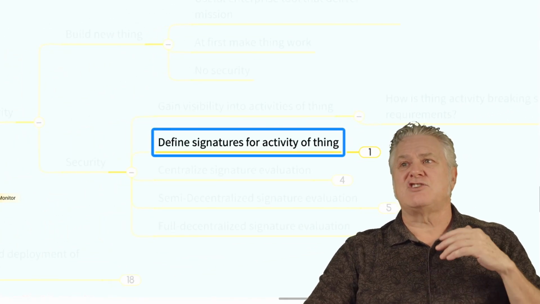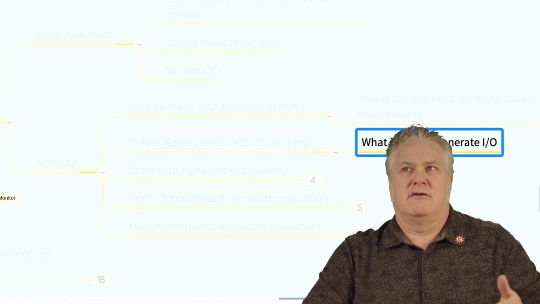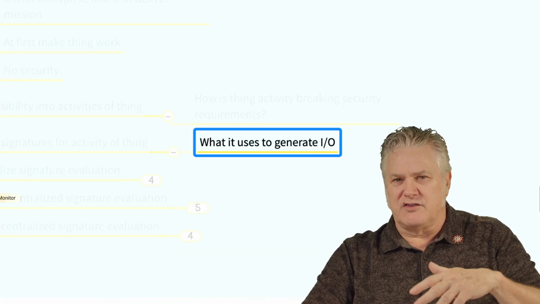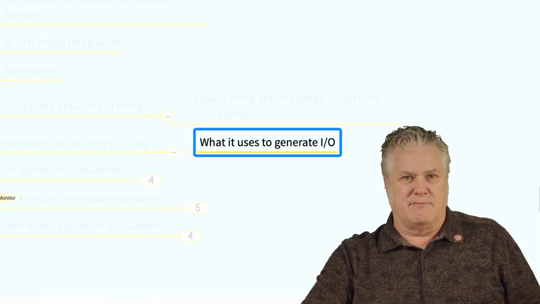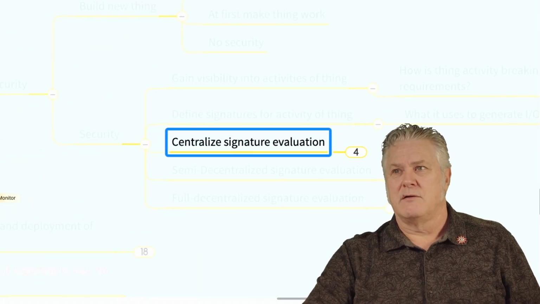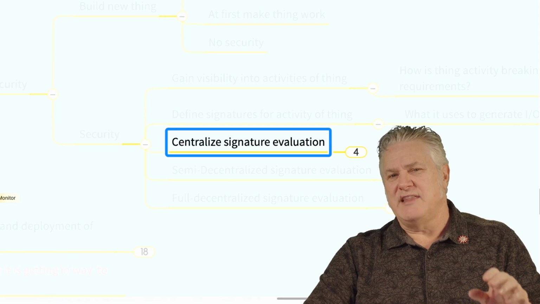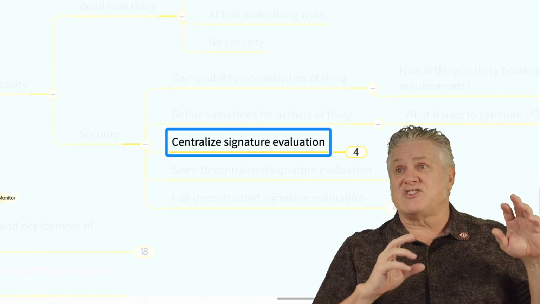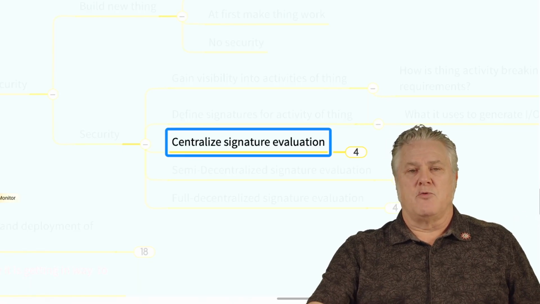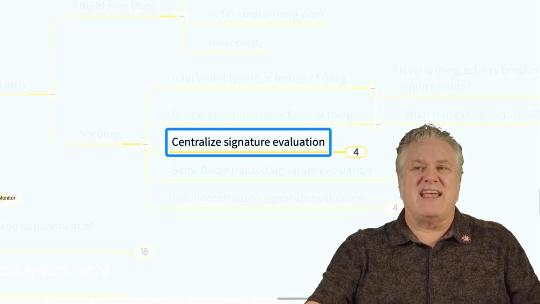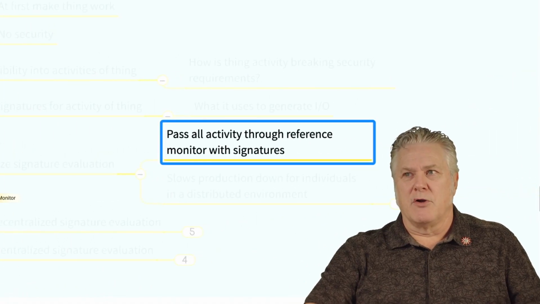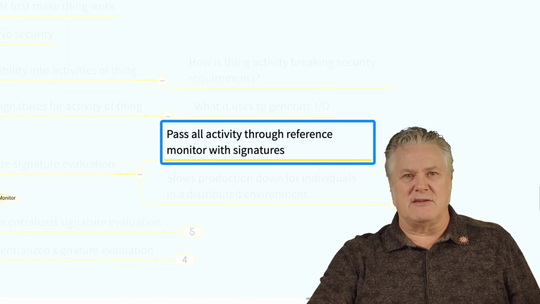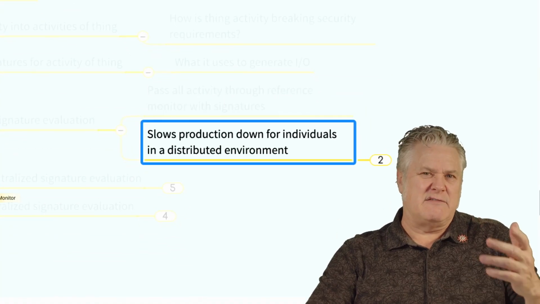So then what we do is we say, okay, let's define the signatures for the activity of the thing. What does it use to generate I/O? What artifacts does it leave on the system? How does the thing change our system? And now that we've collected that signature of activity, it usually starts off with a centralized signature evaluation. We pump everything through a firewall for the enterprise, something like that. We're going to pass all this activity through what's called a reference monitor with signatures programmed into it. That's generally what we do. That's how an antivirus actually works.